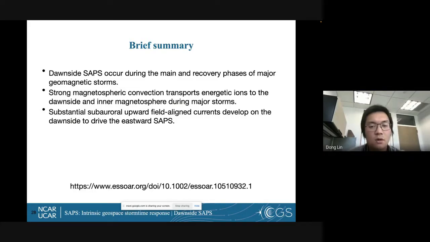And the cause of the dawn side SAPS has to do with the transport of the energetic ions and the dependence on the energy and the electric drift. So we think this is a very interesting and probably a significant finding, especially as it can prepare us better for severe space weather events during like an extreme geomagnetic storm. So this paper is still under review, but we have an open archive version available. Yeah, and you're welcome to check it out.